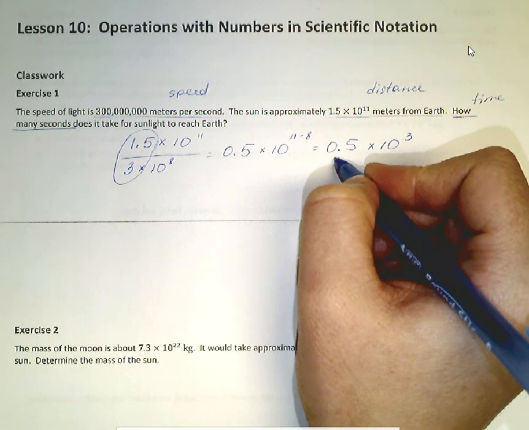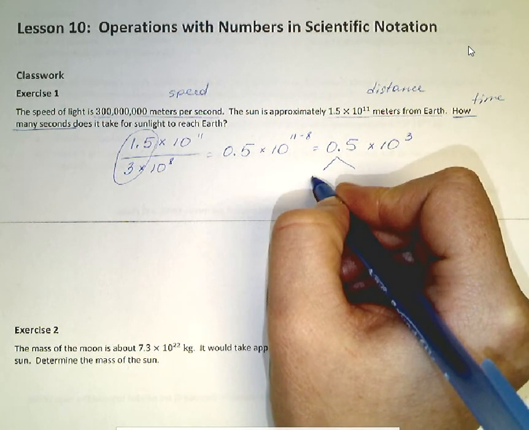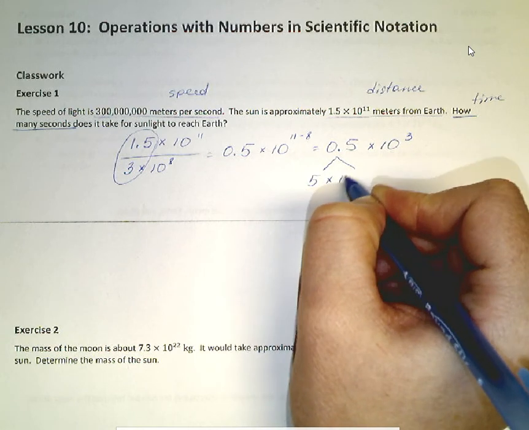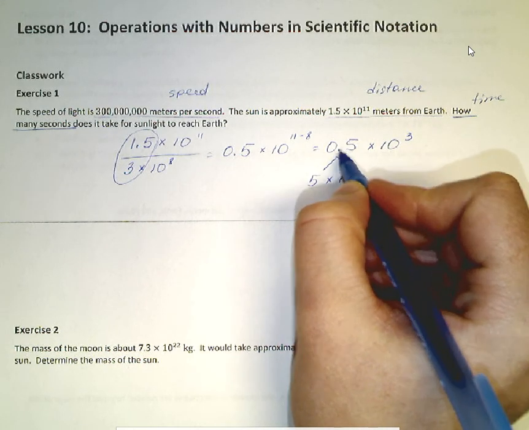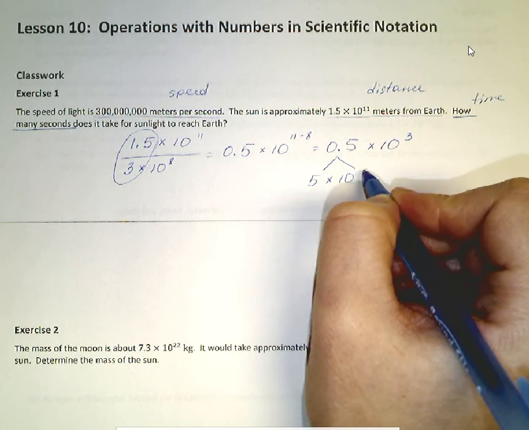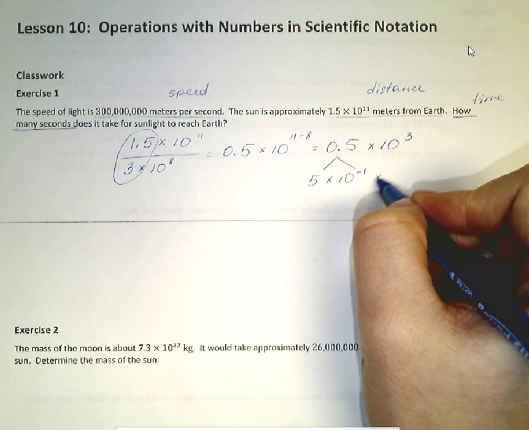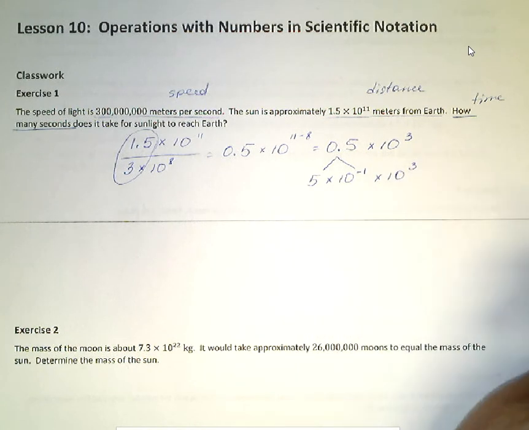So I'm going to rewrite that 0.5 into 5 times 10, and to get back to 0.5 it has to be a negative 1 because I'm going to move backwards. So negative first power, and that is times 10 to the 3rd.